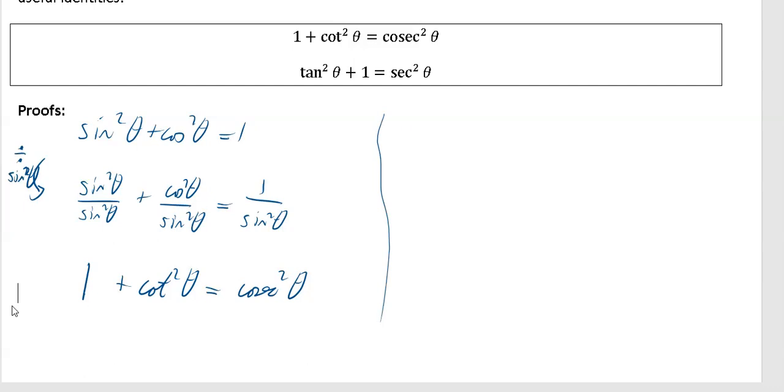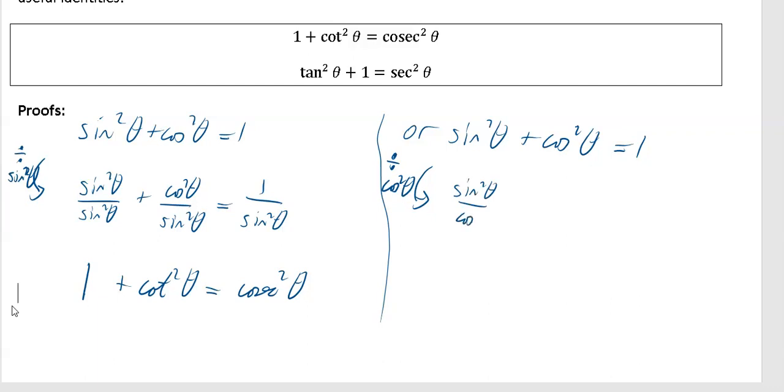Okay, the other way you could do it, start with the same thing. We'll start with sine squared theta plus cos squared theta is equal to 1. And what we're going to do here is divide by cos squared theta. So if you divide by cos squared theta, you're going to get sine squared theta divided by cos squared theta plus cos squared theta over cos squared theta is equal to 1 over cos squared theta.